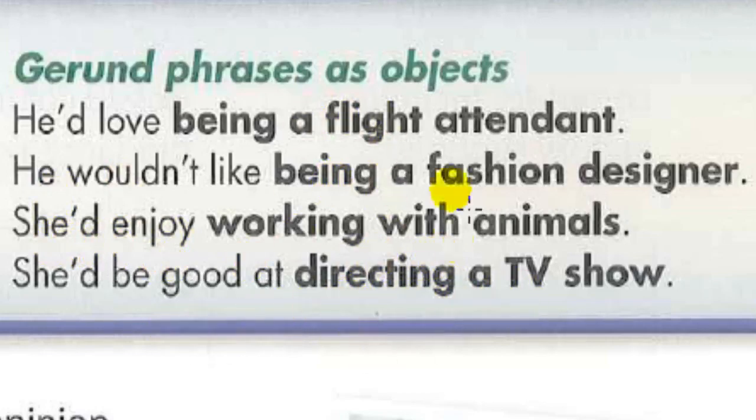So here we have the gerund, verb plus ing. It's a phrase, it doesn't give me a complete meaning, a complete thought. So being a flight attendant is what? Being a fashion designer is what? Working with animals, directing a TV show. Okay? But here we use them as objects because they are at the end. These words are the end of a sentence. Subject, verb, object.